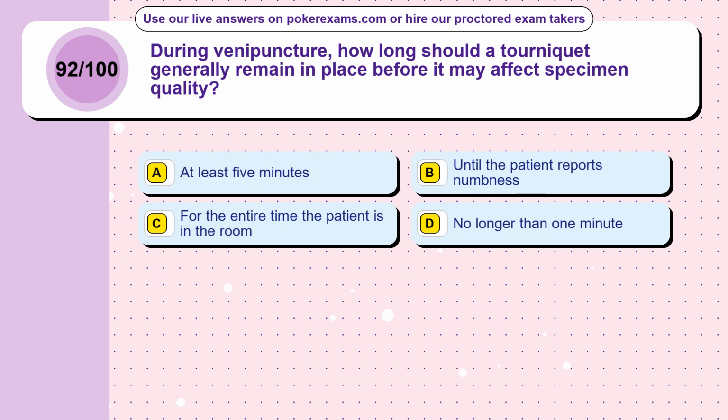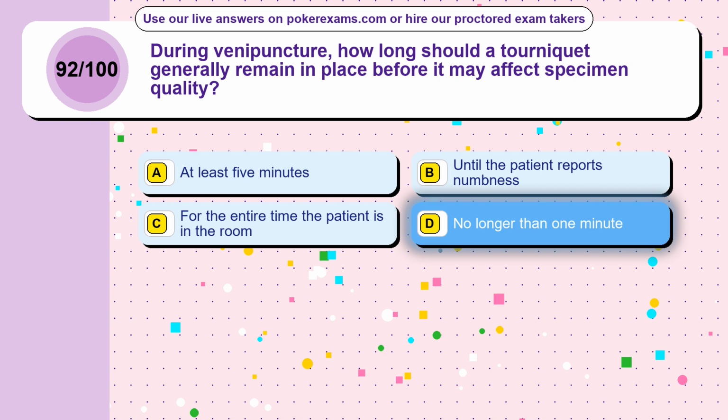Question 92. During venipuncture, how long should a tourniquet generally remain in place before it may affect specimen quality? Option A. At least 5 minutes. Option B. Until the patient reports numbness. Option C. For the entire time the patient is in the room. Option D. No longer than 1 minute. The correct answer is option D. No longer than 1 minute.